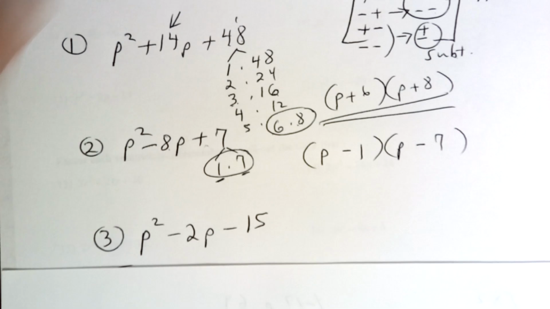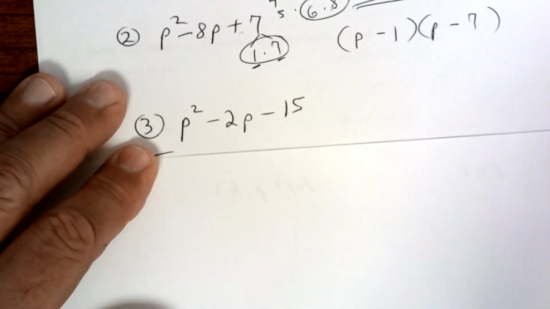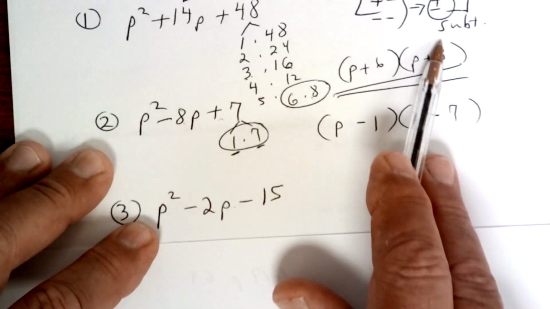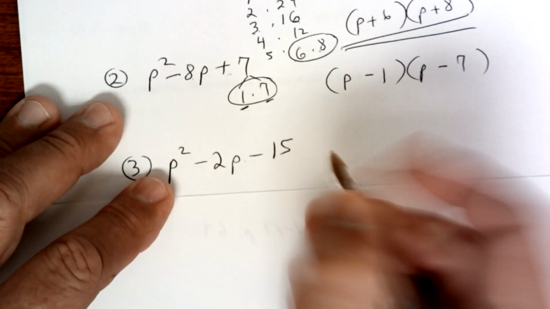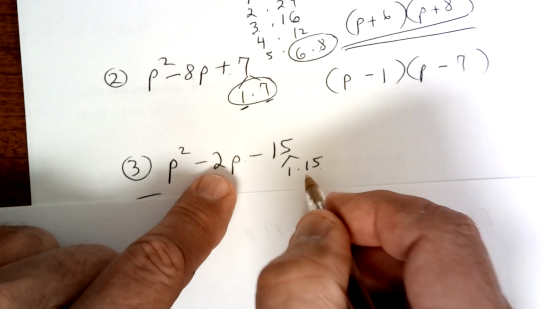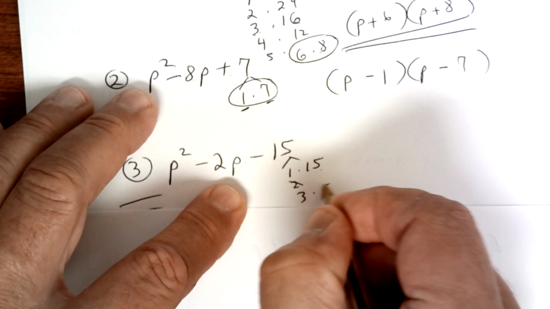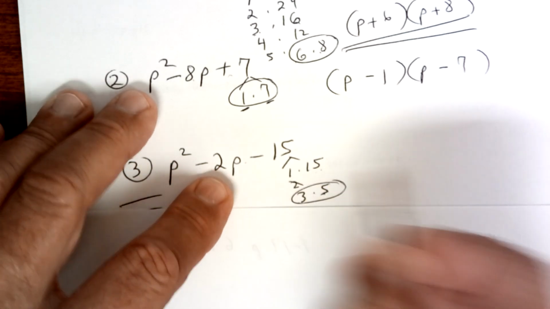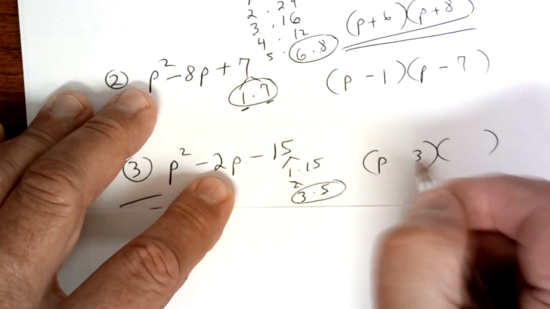This one right here, take a look. Copy that down. A negative and a negative, according to the chart, means you're going to subtract. So one's going to be a plus, one's going to be a minus. The factors of 15 are 1 times 15, and if you subtract, you get 14. 2 doesn't work. 3 times 5, and if you subtract 5 minus 3, you get 2. So this is the one you want. So you know your answer is going to be a p and a 3, a p and a 5.